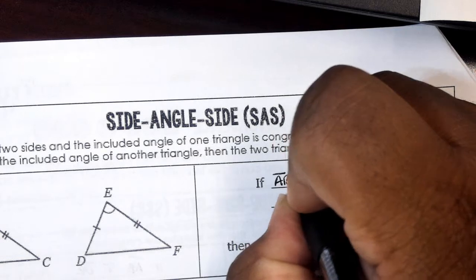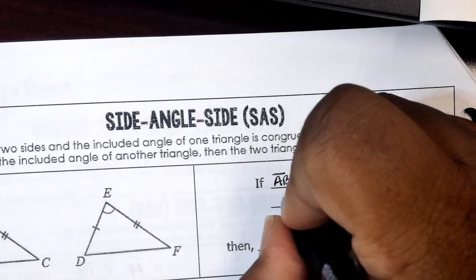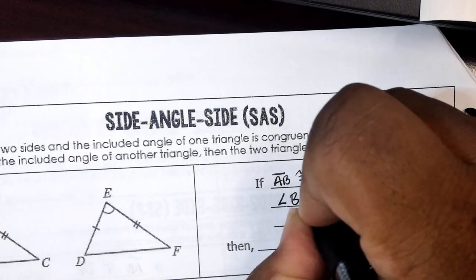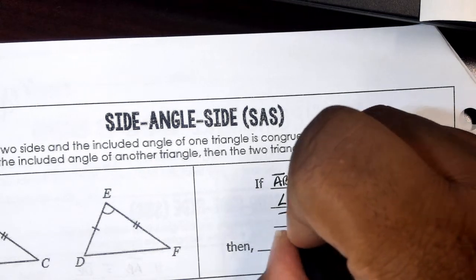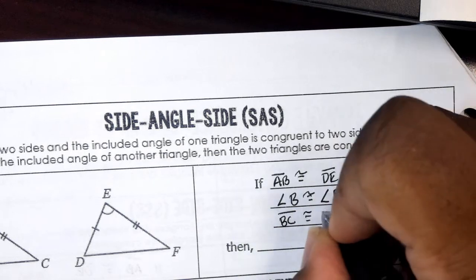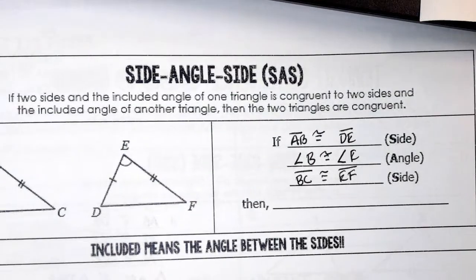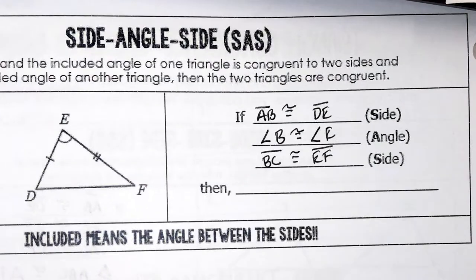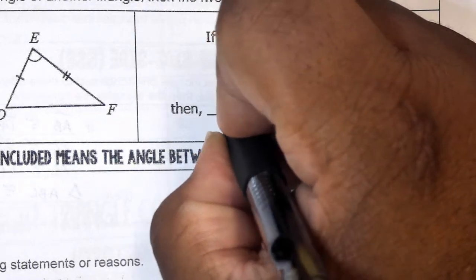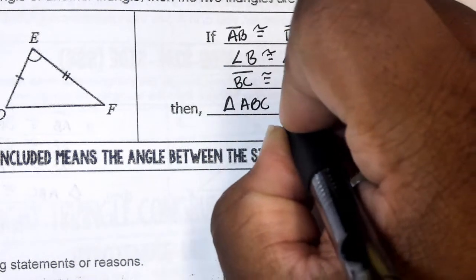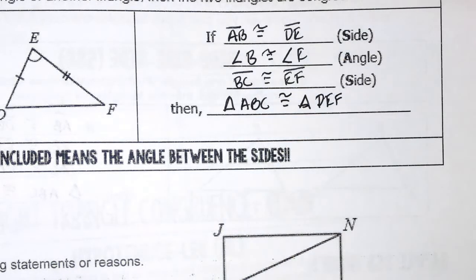If segment AB is congruent to segment DE, and then angle B is congruent to angle E, then segment BC is congruent to segment EF. All I'm doing is looking at the stuff in the picture and writing that down. Not bad. Then triangle ABC is congruent to triangle DEF. That's side angle side congruency.